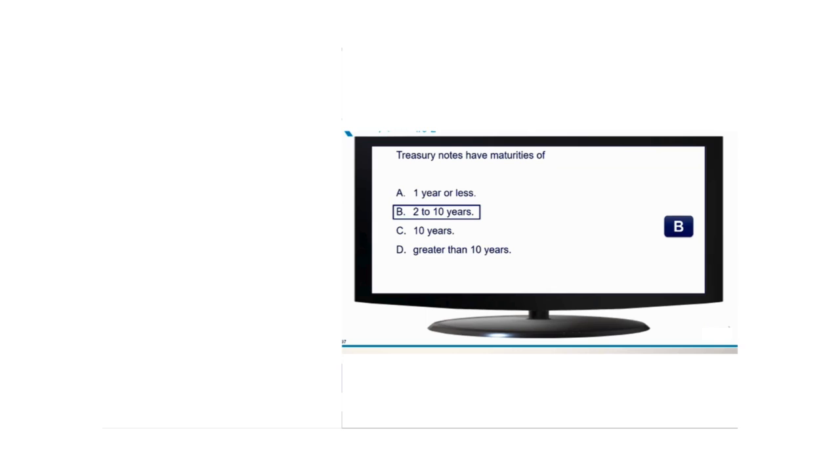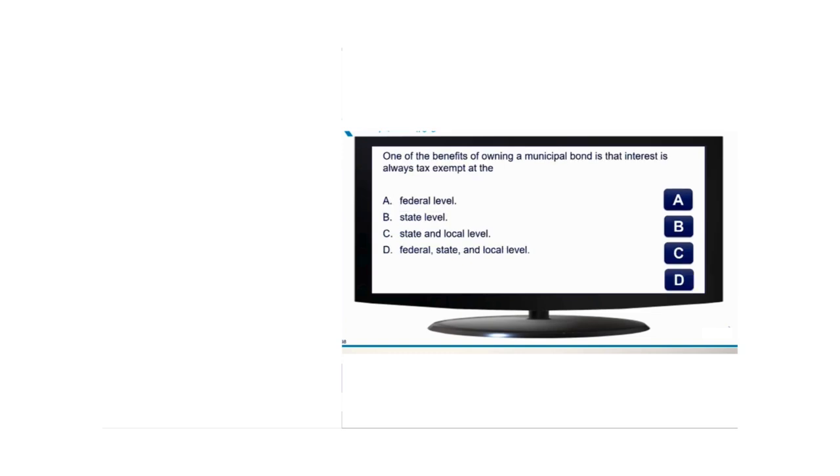One of the benefits of owning a municipal bond is that interest is always tax exempt at the federal level, A, state level, B, state and local level, C, or federal, state, and local level, which is D. Who wants to answer that one? The correct answer is A.